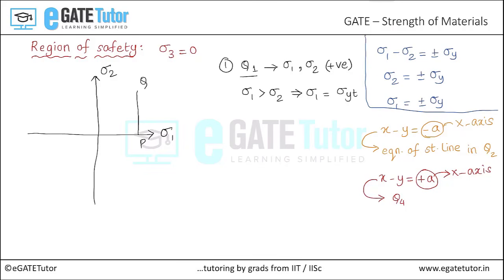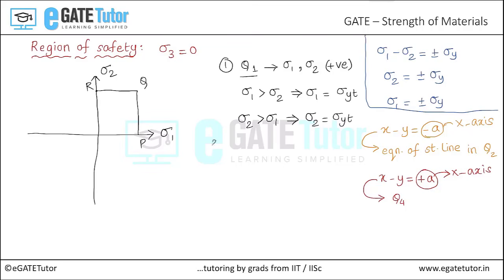Now let us assume in this quadrant that sigma 2 is greater than sigma 1. In that case, the equation becomes sigma 2 is equal to the yield stress in tension. Therefore, this condition is represented on the region of safety in this way. Let us note this point as R.